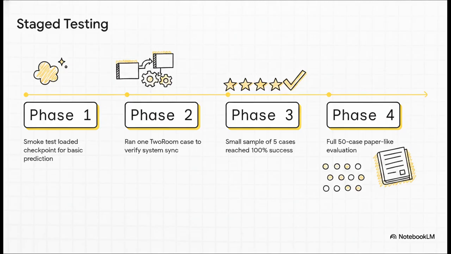And because we made all those low-level changes, we couldn't just hit run and hope for the best. We had to use a logical, staged testing approach. So the first phase was just a simple smoke test, checking to ensure the checkpoint loaded and basic prediction actually worked. Second phase, running a single TwoRoom case just to verify that the model, the dataset, the environment, and the planner were all synced up and talking to each other. Third phase, we ran a small sample of 5 cases, which amazingly reached a 100% success rate. And finally, once we knew the system was stable, we hit the fourth phase, executing the full 50-case paper-like evaluation.